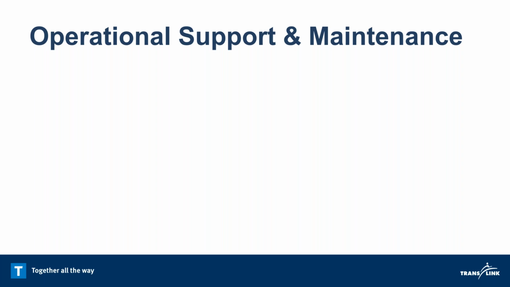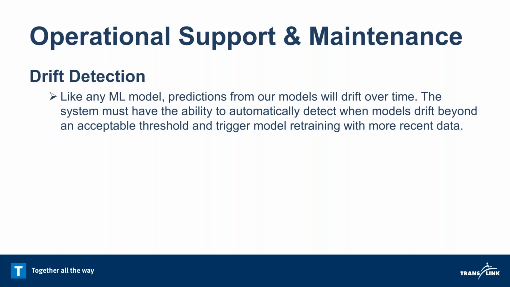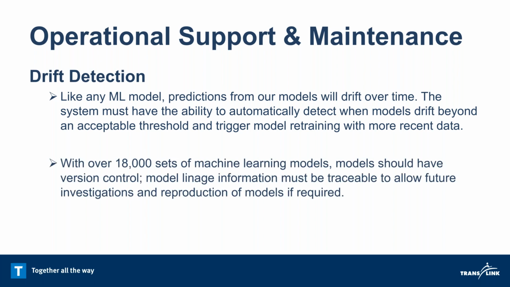Like any machine learning model, predictions from our models will drift over time. So the system must have the ability to automatically detect when models drift beyond an acceptable threshold and trigger model retraining with more recent data. If you do not do drift detection, your predictions over time will get worse and worse to the point of being useless. And with over 18,000 sets of machine learning models, you should have version control. Model lineage information must be traceable to allow future investigations and reproduction of models if required. This allows you to examine why some models behave better than others.